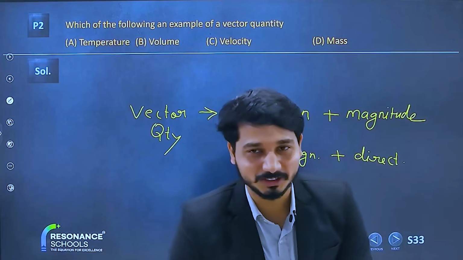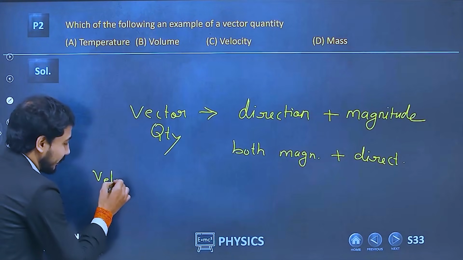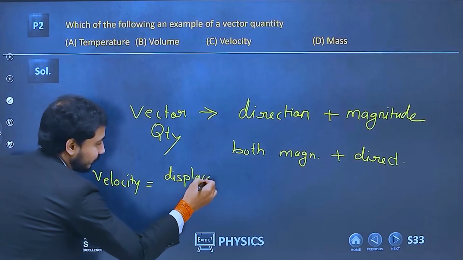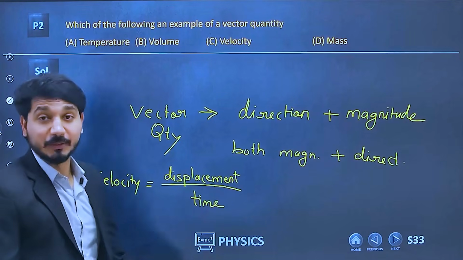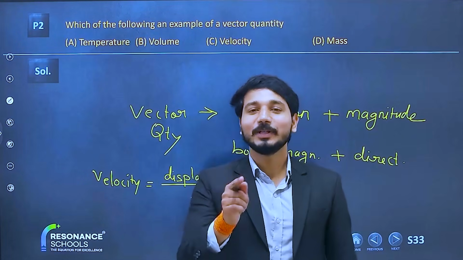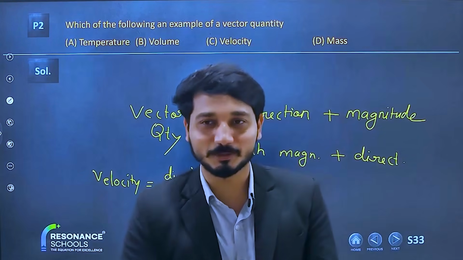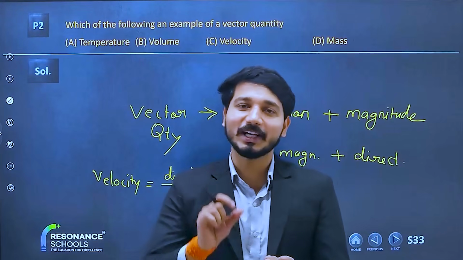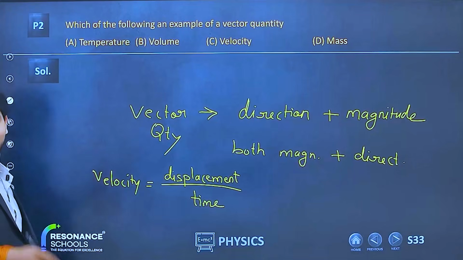Now coming to velocity. Those who have a doubt in velocity, for you: the formula for velocity is displacement divided by time. Displacement is the shortest distance between the initial and final position. So velocity is the same as speed, but the only difference is it is calculated using the displacement, which is the shortest distance between initial and final point.